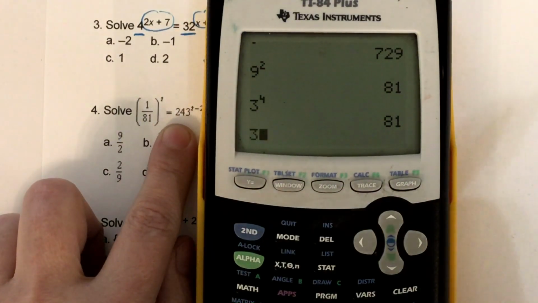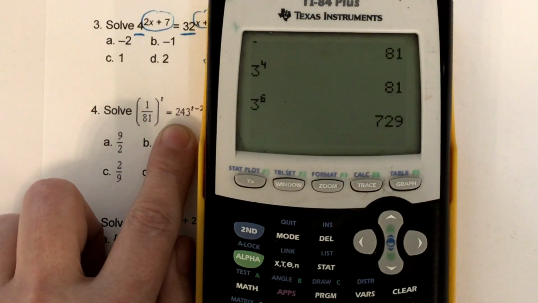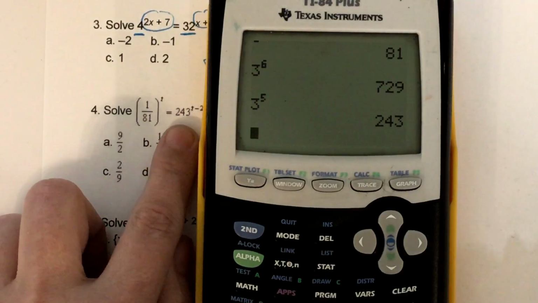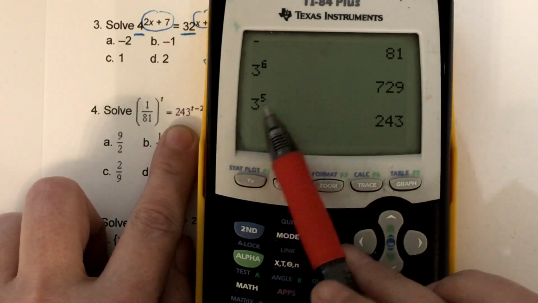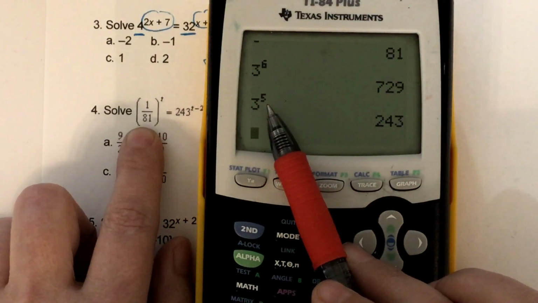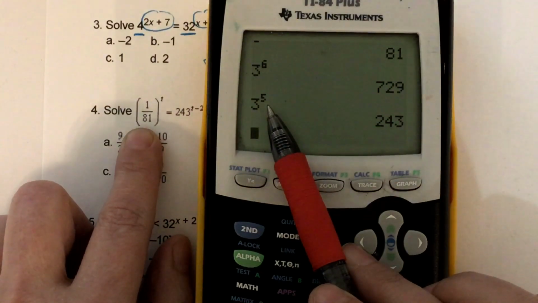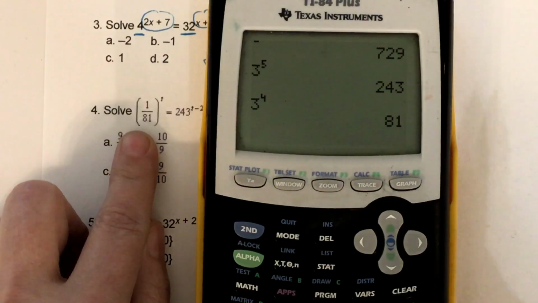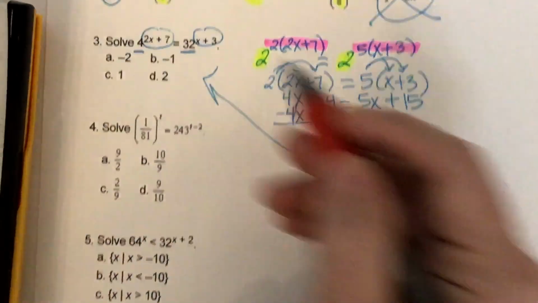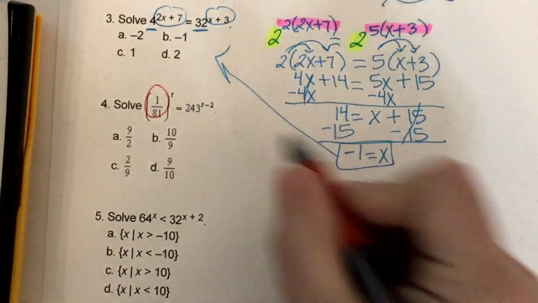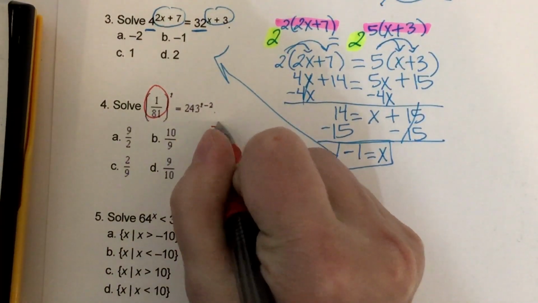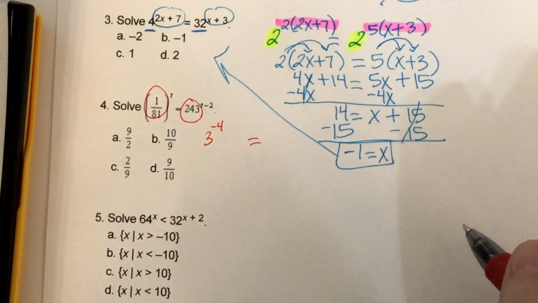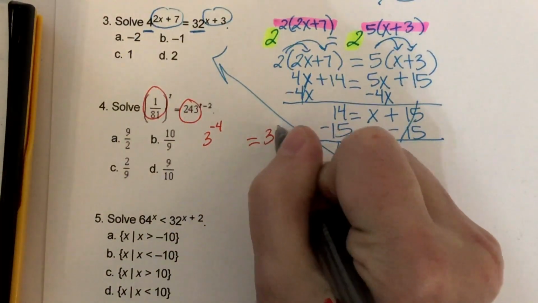Okay, and then let's try this. 3 to the sixth. Nope, too big. 3 to the fifth. There it is. So 243 we're going to write as 3 to the fifth. And the 81 was 3 to the fourth. And then because of the fraction, 3 to the negative fourth. So this guy is going to get rewritten as 3 to the negative 4, and this guy is going to get rewritten as 3 to the fifth.